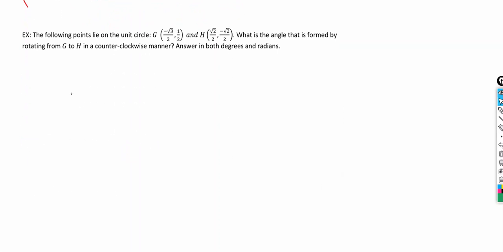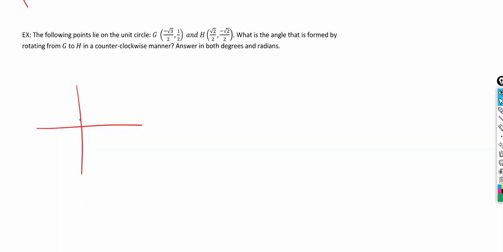Okay, last question here. So if we draw ourselves this out. It says the following points lie on the unit circle. So G, which is that, and H, which is that. What is the angle that is formed by rotating from G to H in a counterclockwise manner? And then give our answers in degrees and radians.